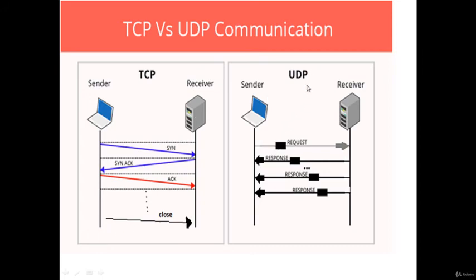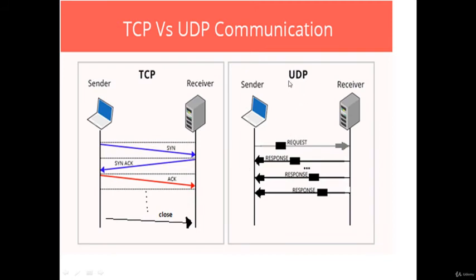But in UDP, look at this. The sender sends a request, the receiver responds. It is request, response, request, response. There is no three-way handshake and no ACK. This means we start sending and receiving data without making a connection. As you see, it is much faster, but it is unsafe.